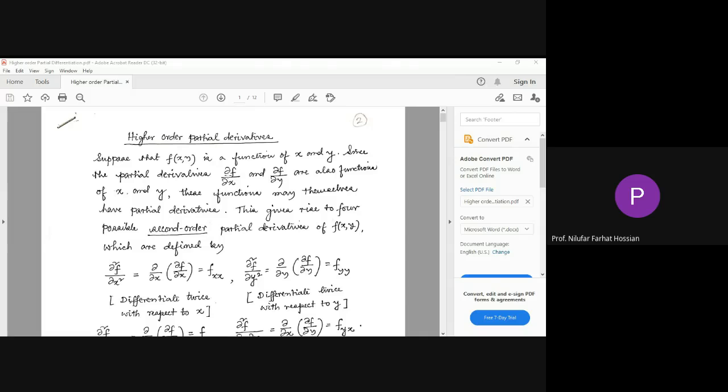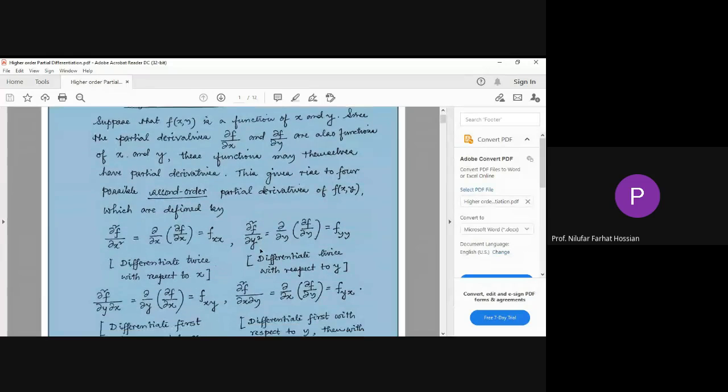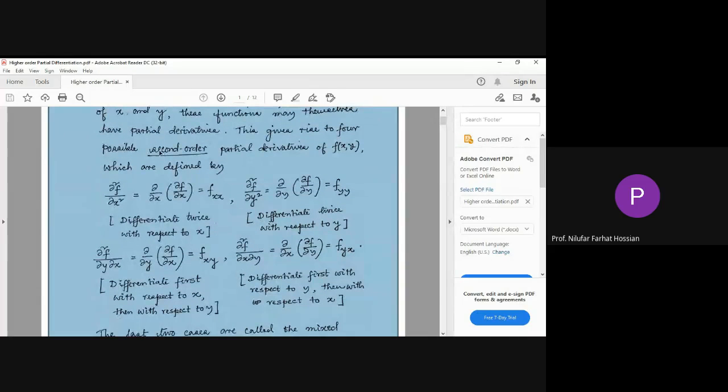So if you perform a partial differentiation of this one with respect to x, it will be the second order partial derivative of f with respect to x. And if you perform the partial differentiation of this function del f by del x with respect to y, it will be a second order partial differentiation, at first with respect to x and then with respect to y. So there may be a number of higher order partial differentiations. Actually, at first we are considering the second order partial derivatives. There are four types of partial differentiation.